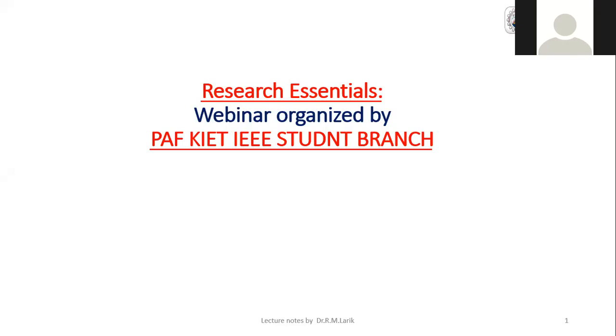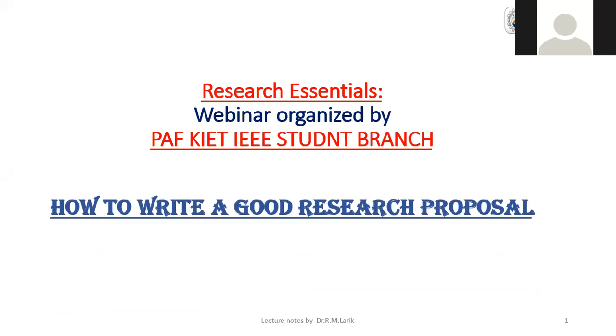It's beneficial to all of those who are in their proposal phase, who are starting in their research. So our topic today is how to write a good research proposal. This topic is for both students, whether they are doing their master's by thesis or PhD, that is Doctor of Philosophy. So it's beneficial for both master's and PhD students, but in the research mode.